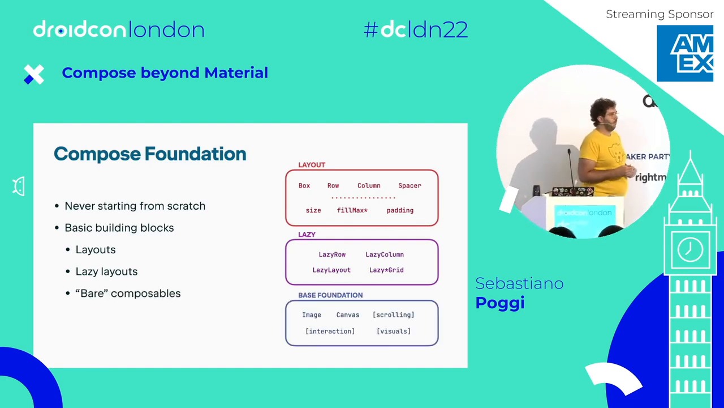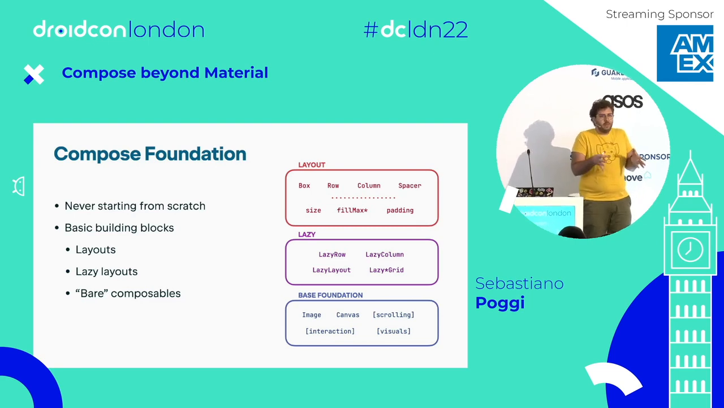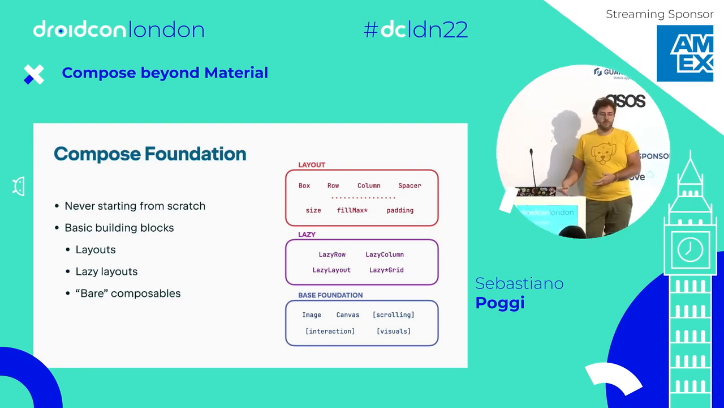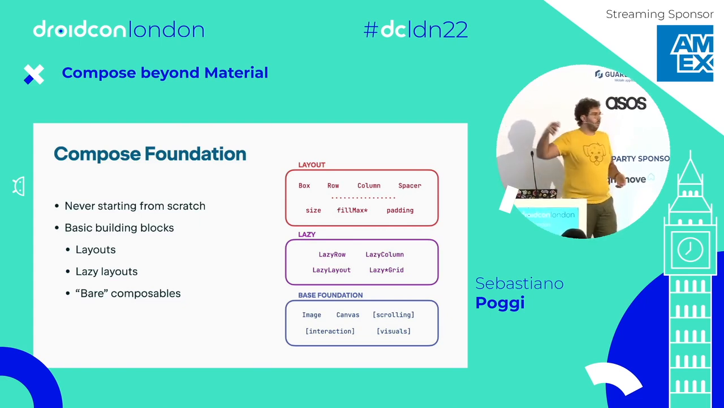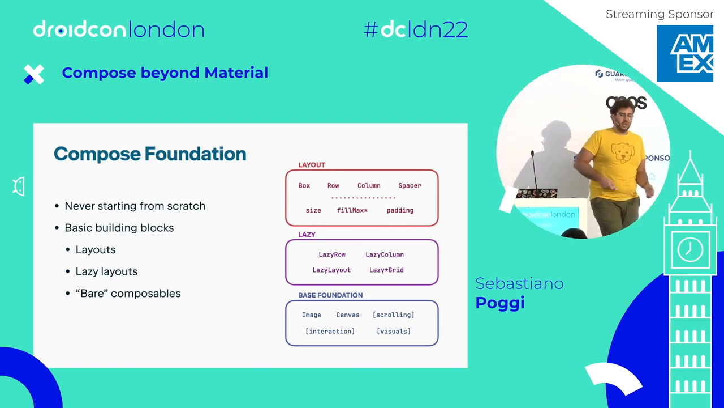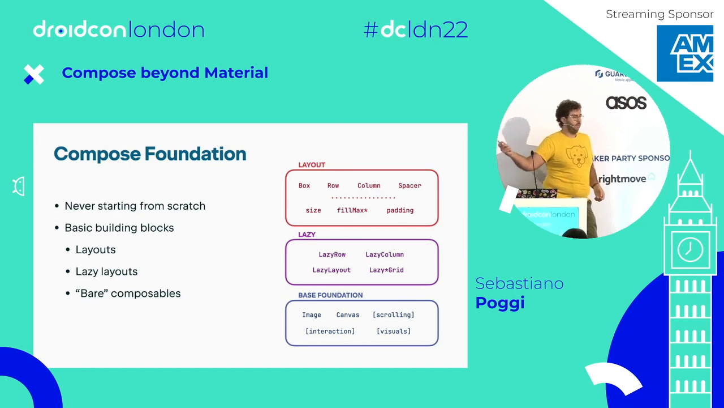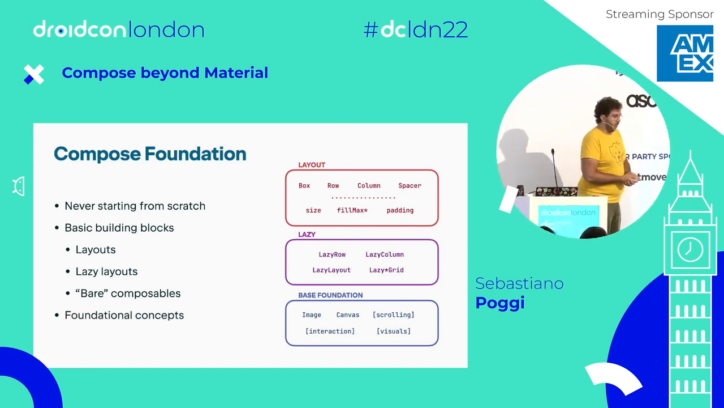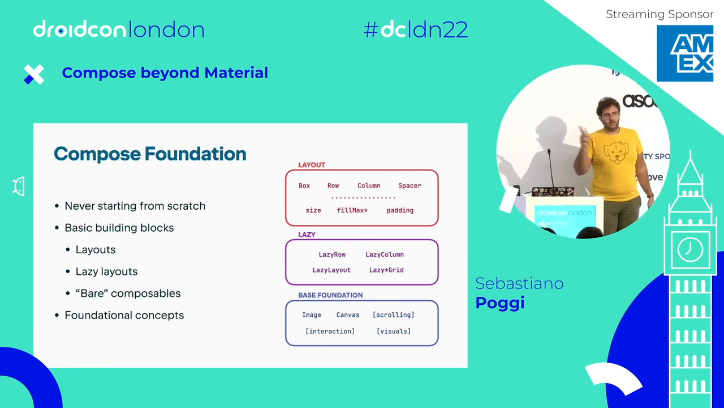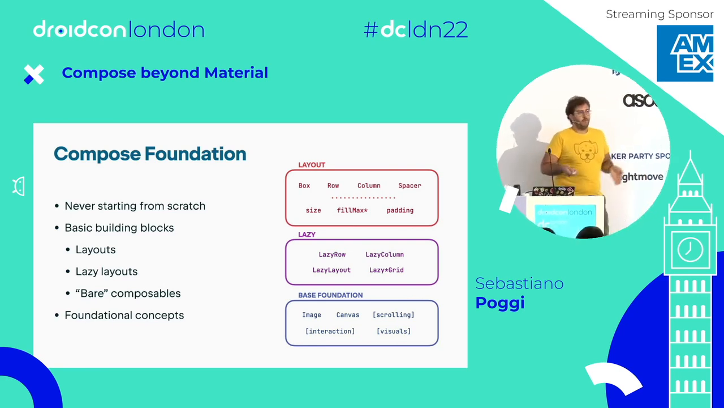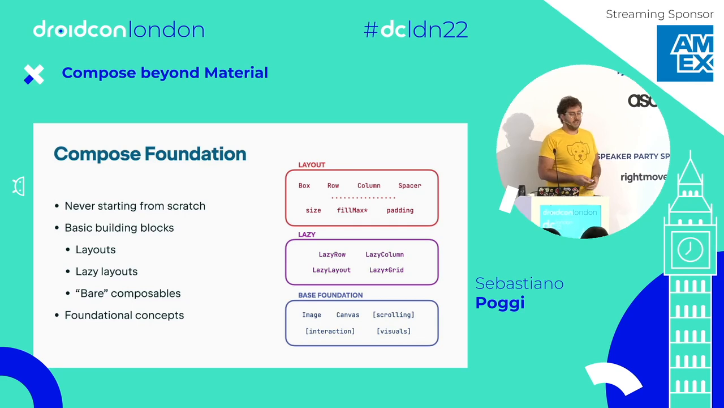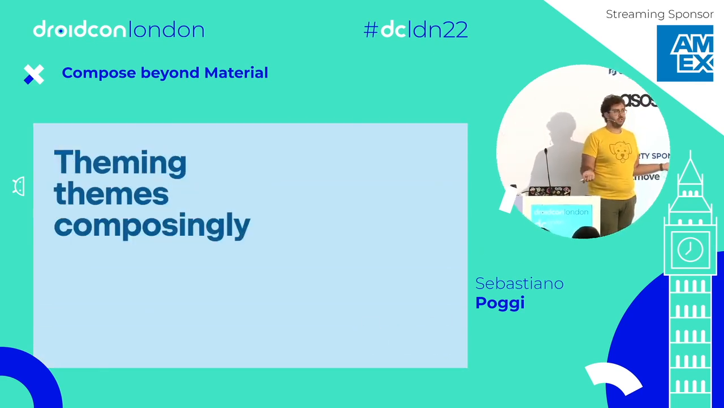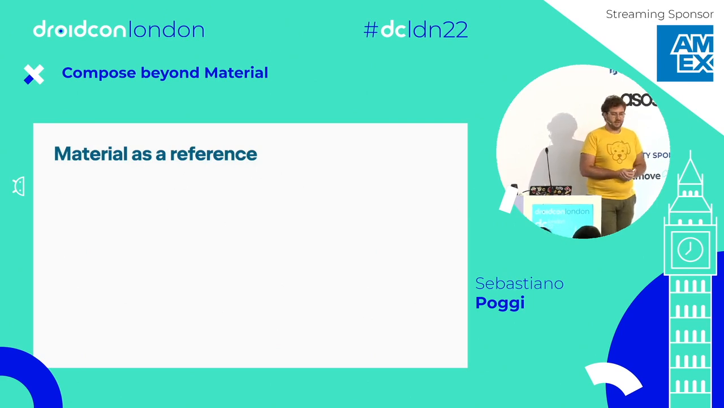And you also get a set of bare composables that are like the bare minimum implementation of something that you can then build upon to create your own theme version. For example, canvas, for example, image, all the logic and mechanisms for scrolling, interactions, and some visual stuff as well. These are the foundational concept, hence the name, Foundation, for creating and implementing a design system in Compose. Okay, Foundation is awesome. Let's get started.